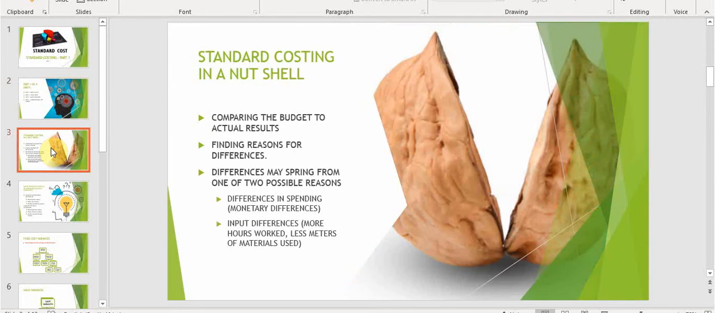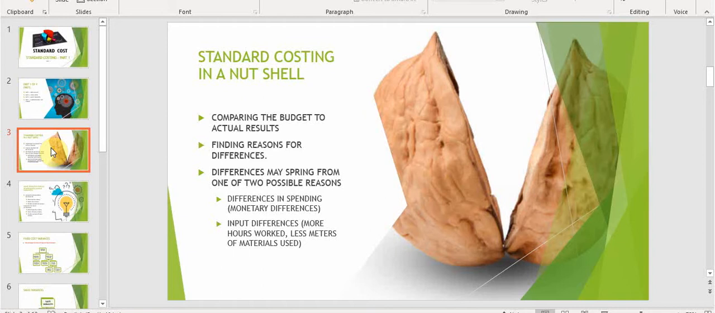Again, we start at the beginning. What is standard costing? So in a nutshell, standard costing means that you have a budget and now the actual results for the financial year have come in and now we need to compare. So you can make note that actual results are never equal to the budgeted or the estimated amounts. And we need to find reasons for the differences between the budget and the actual results as cost accountants.